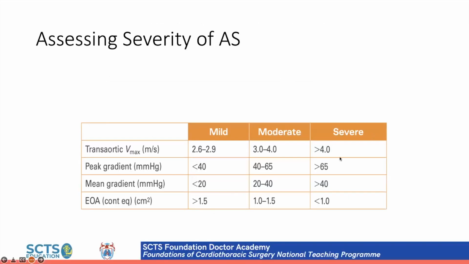Now, when it comes to severity, as I mentioned, the way we deem it severe is by more than 4 meters per second. That relates to a mean gradient of more than 40. So these are the key numbers to measure: a transaortic Vmax more than 4 meters per second, and a mean gradient more than 40. The aortic valve area, the actual area of the valve itself, anything below 1 is deemed severe. Anything less than 0.6 is critical. So these are the markers of severe aortic stenosis.